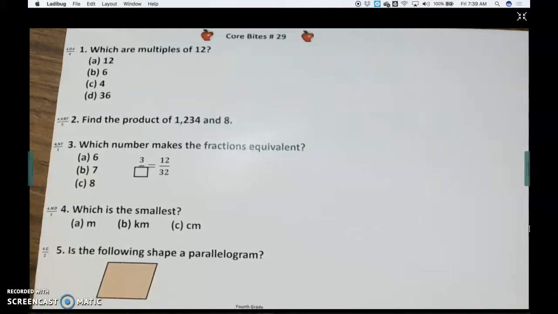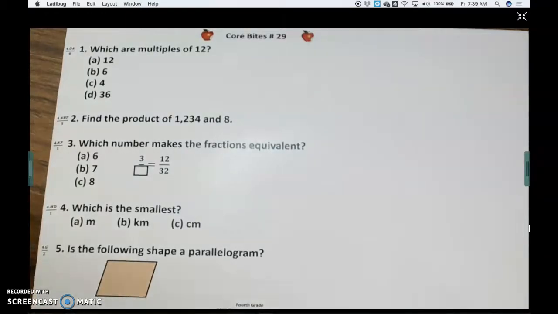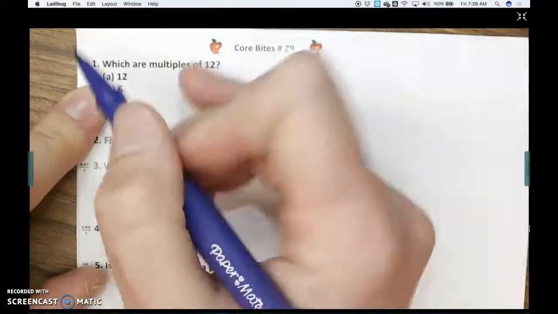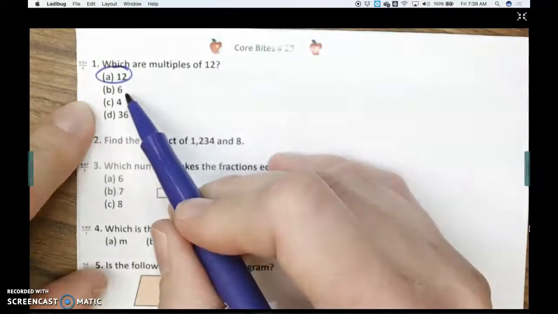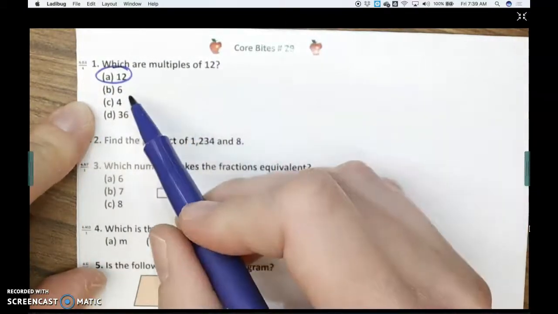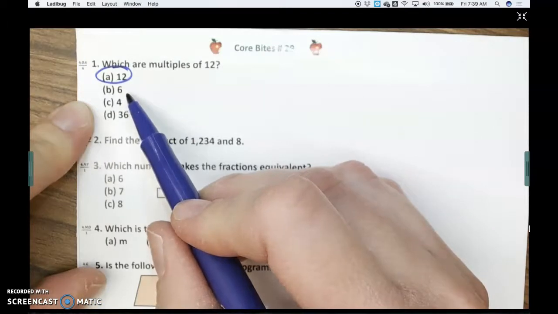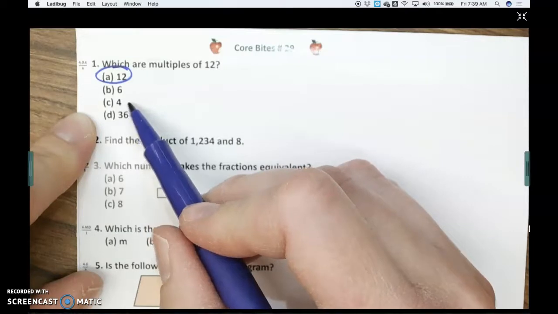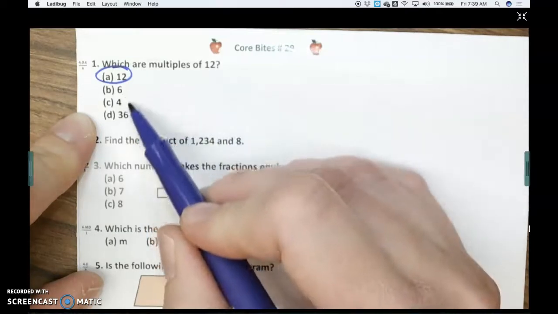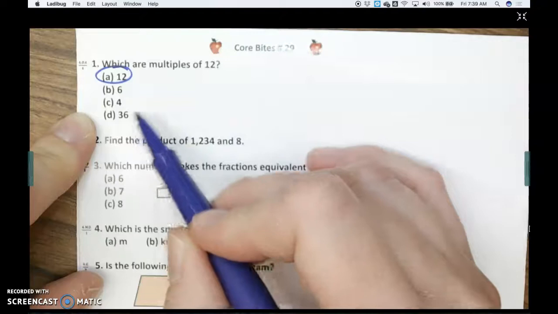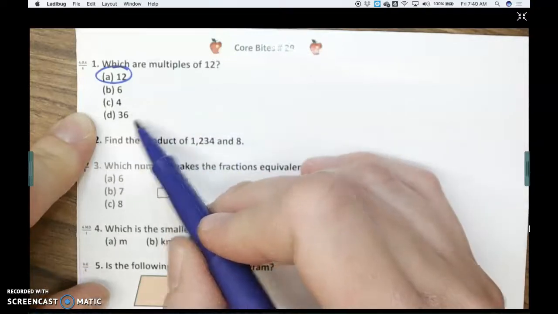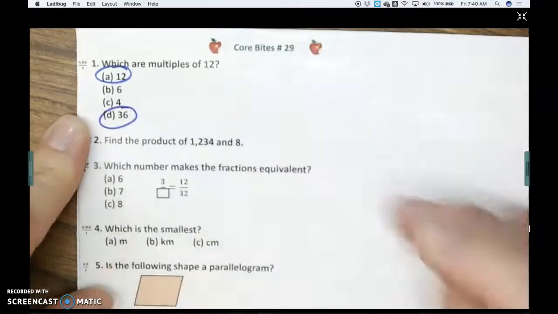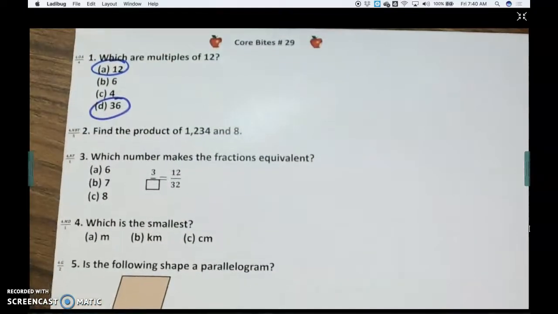So if we have 12, that is the number, right? So that one works. 6 is smaller than 12. 6 would be a factor. You can multiply 6 times 2 to get 12. 4 is also a factor. You can multiply 4 times 3 to get 12. But these numbers are smaller than 12, so you can't use them. For 36, you could multiply 12 times 3 to get 36. So that would work. So those would be your two multiples of 12.